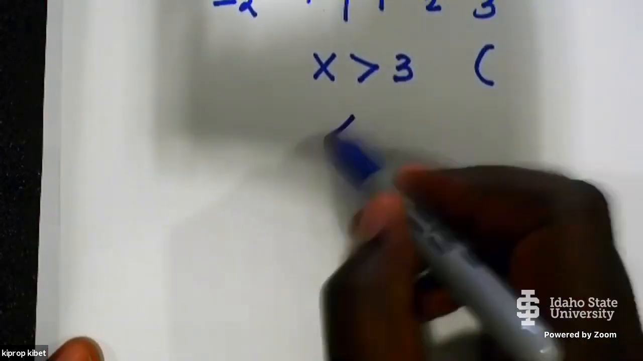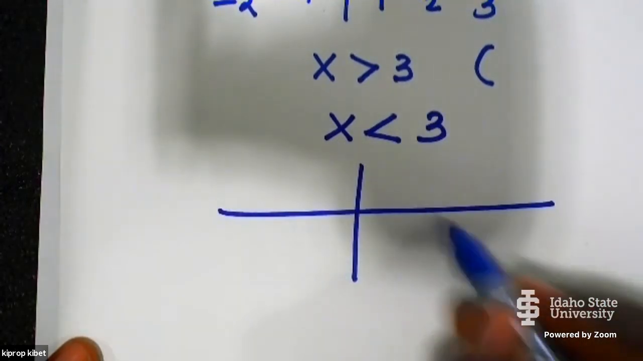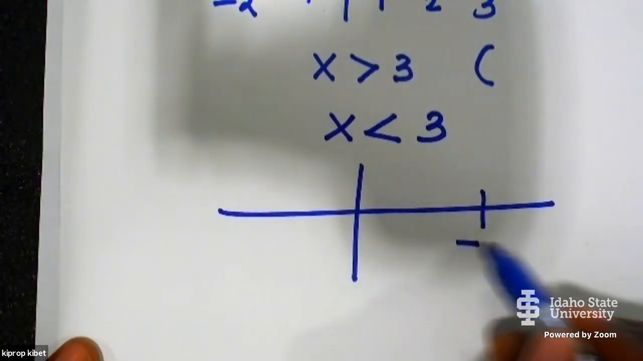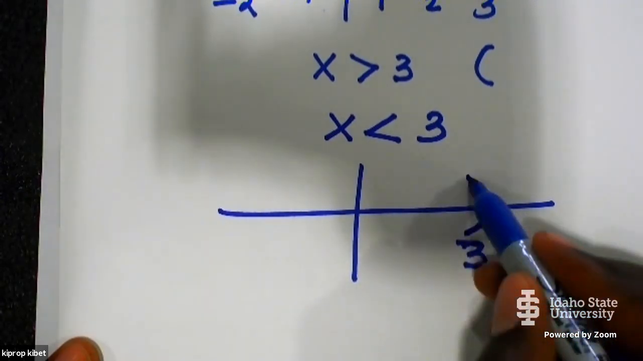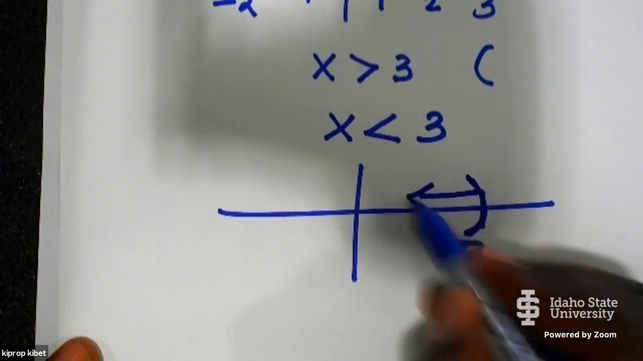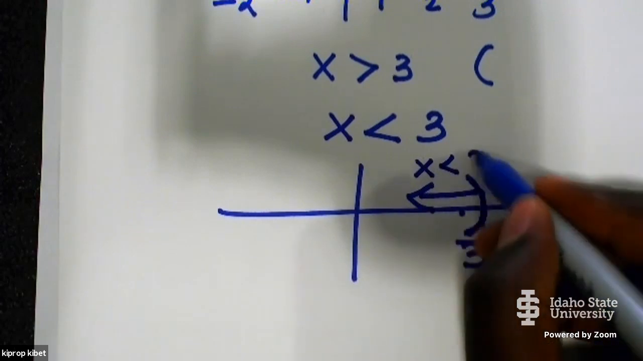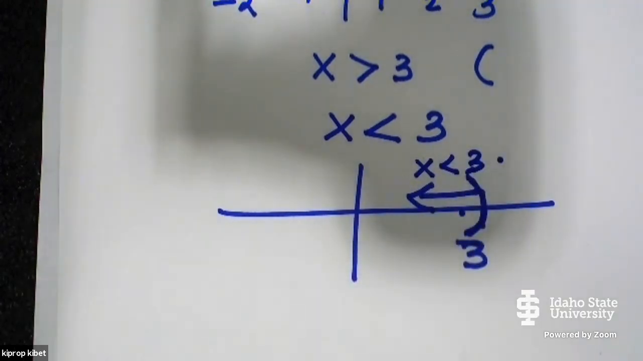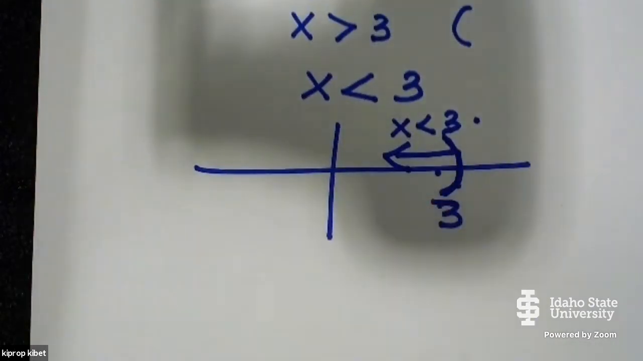Also, if it is x less than 3, then you can also put like this, -3, then okay, so this is x less than 3. All right. So which one do you prefer? I like parentheses. You like this? Yep, I like parentheses. Okay.